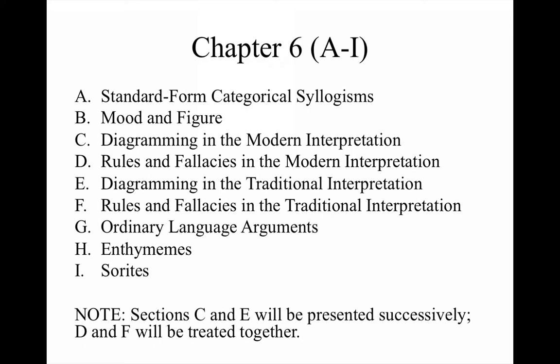You need to complete the argument by supplying the missing premise or conclusion that would make the argument valid. Then lastly, when you have an argument with more than 3 classes of thing or more than 3 terms, you need to reduce the number of terms in order to test the argument for validity.